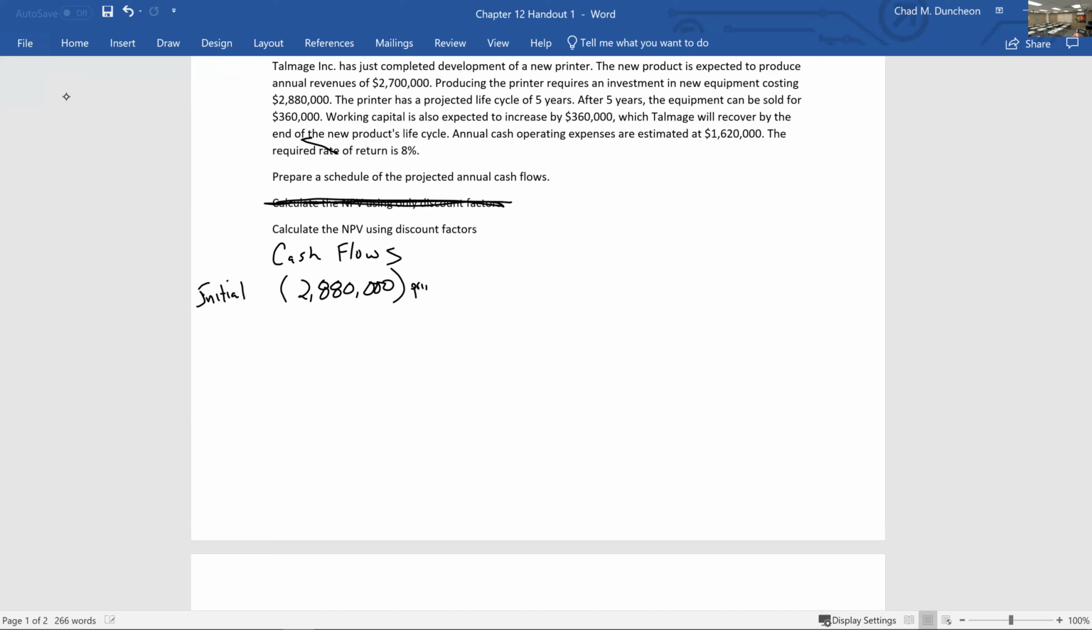Okay, I'll write it out here. Printer. You also have to set 360 aside for working capital. Okay, and that's it. That's the only thing that happens on this initial cash flow day. So when we add those together, we're going to get 3,240,000. All right.